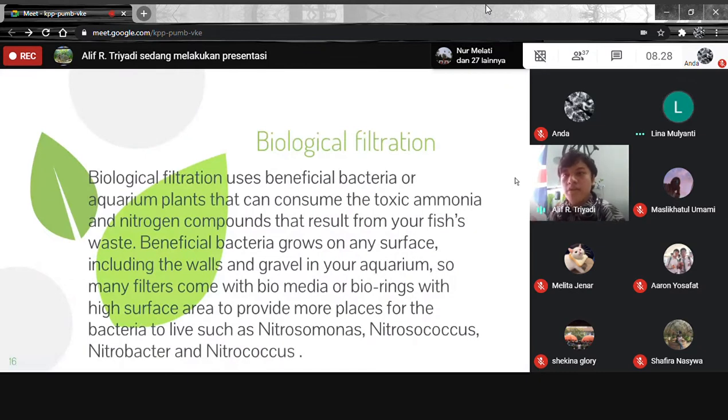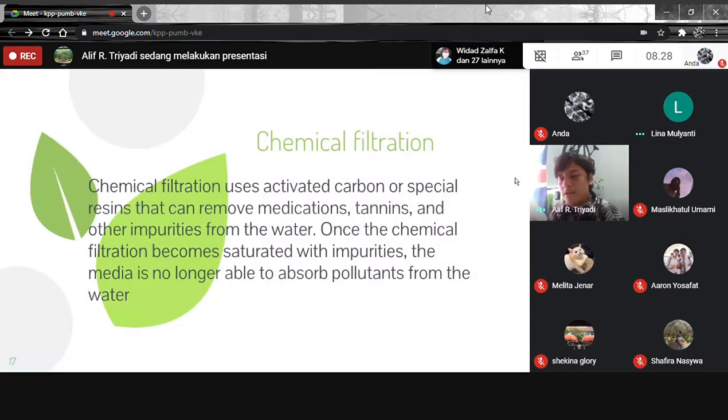Biological filtration relies on bacteria such as Nitrosomonas, Nitrococcus, Nitrobacter, and Nitrosococcus bacteria. These bacteria are needed to wipe out the ammonia, nitrates, and nitrites that your fish produce so that your water is clean and pristine. And then the last one is chemical filtration. Chemical filtration is used for cleaning the carbon of your water, cleaning the tannins of your water. What are tannins? Tannins are the organic material that builds up in your aquarium. It may cause your aquarium to be colored yellow, or make your aquarium dirty or have algae buildup.